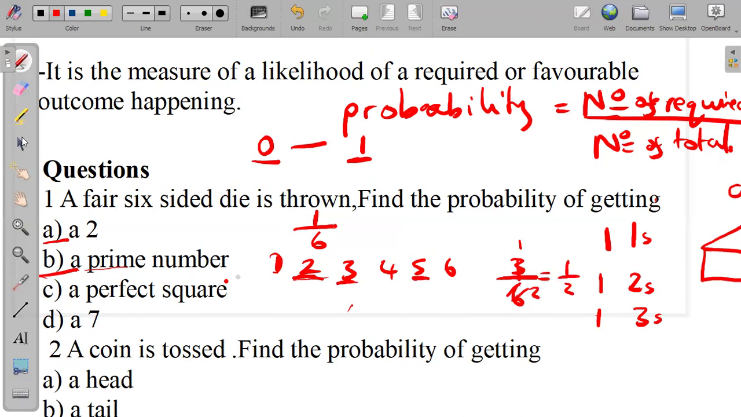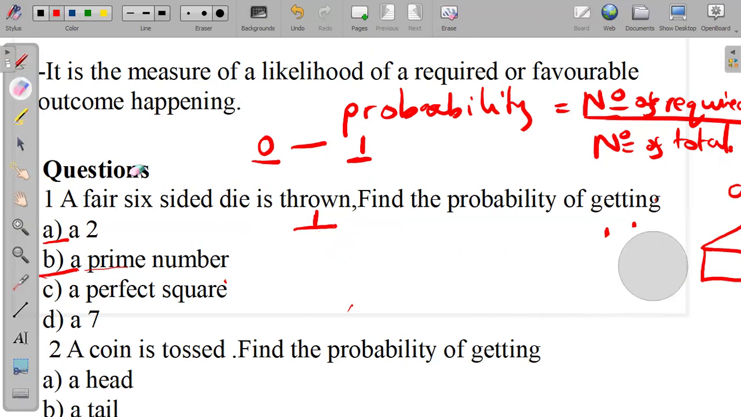Just like that. Okay, then what is the probability of getting a perfect square? How many perfect squares do we have? Again, we are checking among the numbers that we have, how many perfect squares do we have? We actually have 1, we have 4. These are perfect squares. So 2 over 6.